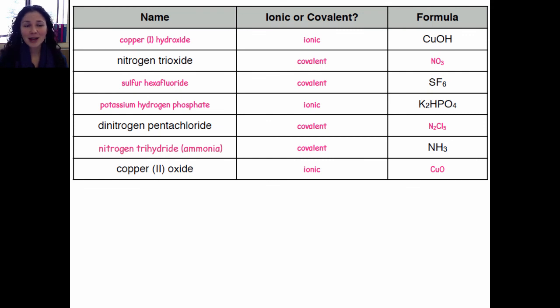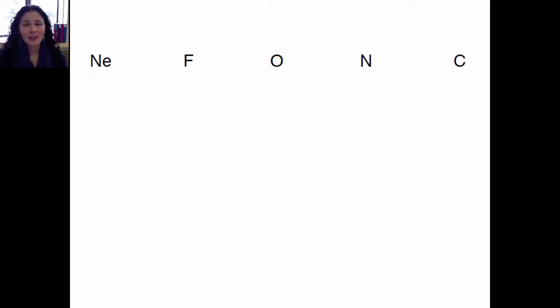All right, so now that we know the naming systems for both ionic and binary covalent compounds, we're going to move on and talk about Lewis structures. So we're going to switch gears and talk about how to draw structures. We're going to start with Lewis dot structures. And these are basically little symbols that tell us how many valence electrons are in an element.